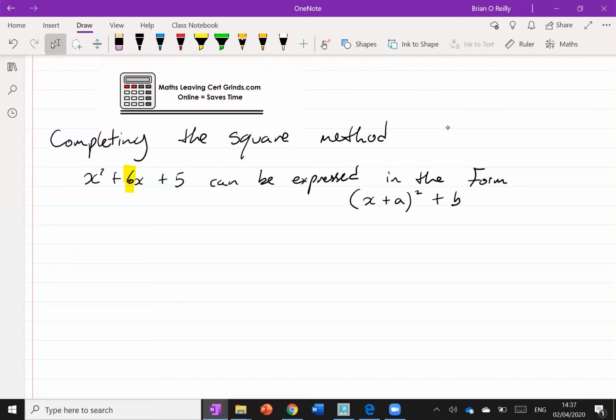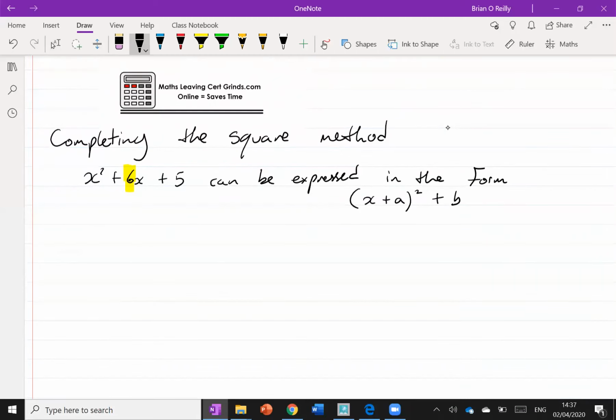Let's have a look at a maths tip of the day. So we're going to look at the completing the square method. We've got x squared plus 6x plus 5, and this can be expressed in the form (x plus a) all squared plus b. So that's completing the square.